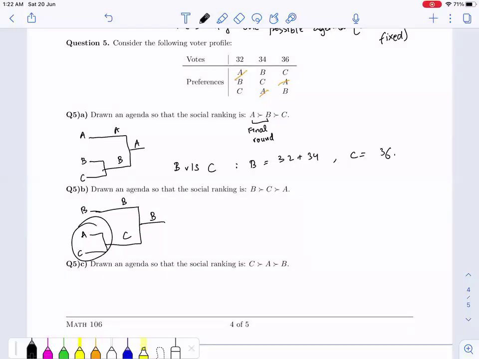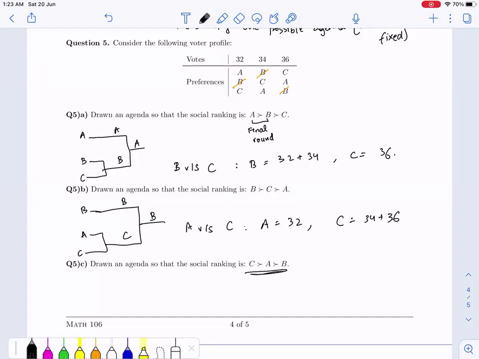Let's see if this is correct. So A versus C, C should win. So to do A versus C, let's eliminate B. Now this time A gets 32 top votes, but C gets 34 plus 36 top votes after transferring these votes. Okay, so clearly C wins.